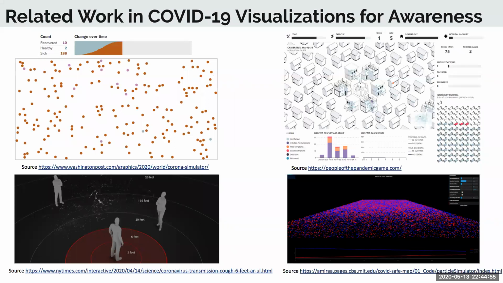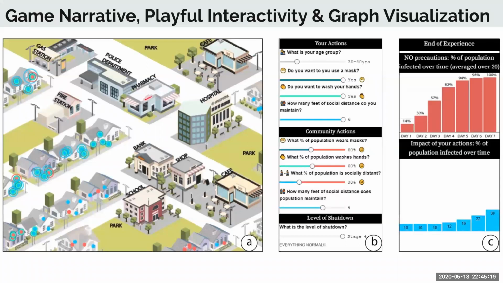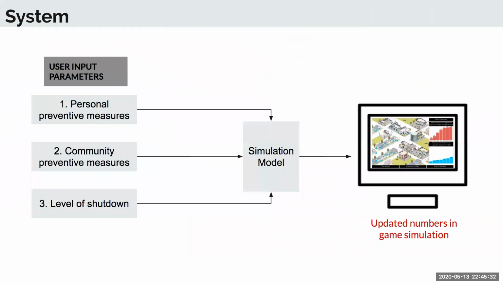Here are some of the recent examples of related COVID-19 visualizations that show how DataVis is being used to understand current conditions, persuade the public, and predict future outcomes. Various creative measures, such as particle simulations or 3D visualization of a sneeze, and animated visualization of the impact of staying home are used here. In contrast to earlier approaches, we decided to use a gamified approach to create awareness. We focused on three main aspects: design of game narrative, shown in Figure A, playful interactivity, shown in Figure B, and graph visualization, shown in Figure C.